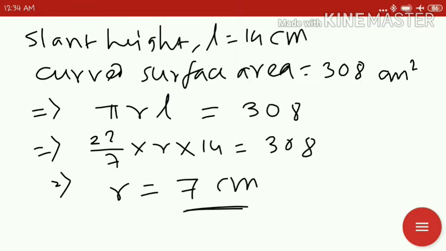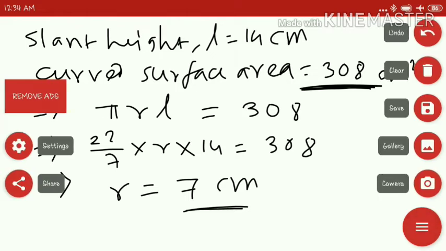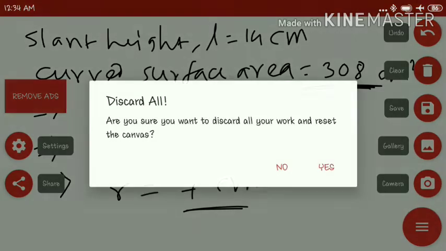But now you have to find out the total surface area. You have already got the curved surface area 308, but if you are able to find out the plane surface area and then add it with the curved surface area, then you can easily get the total surface area. And already you have got the radius. So first we will try to find out the plane surface area.